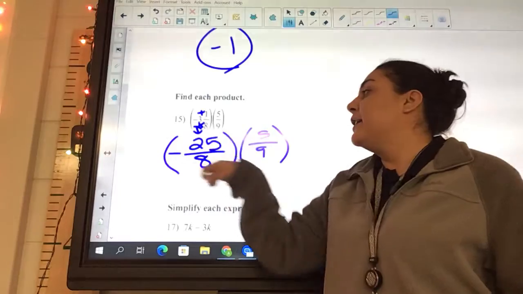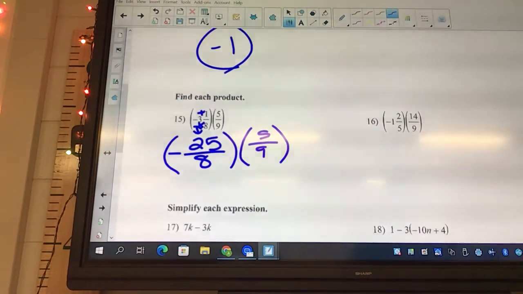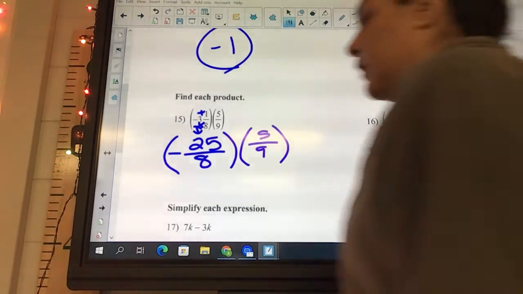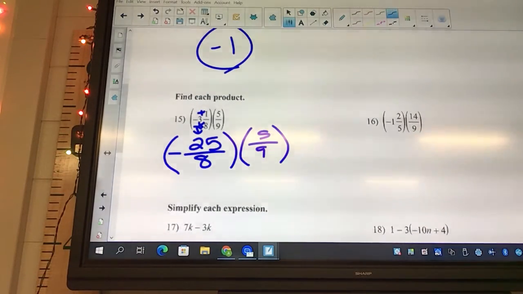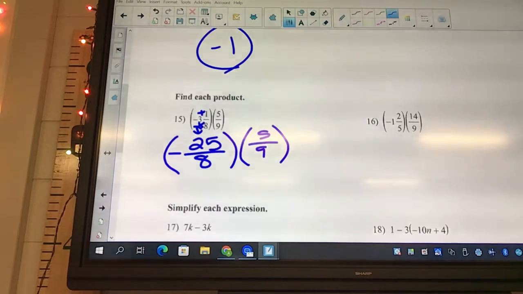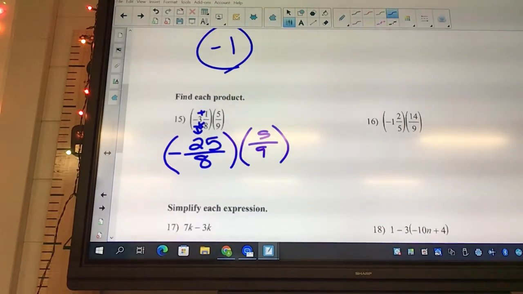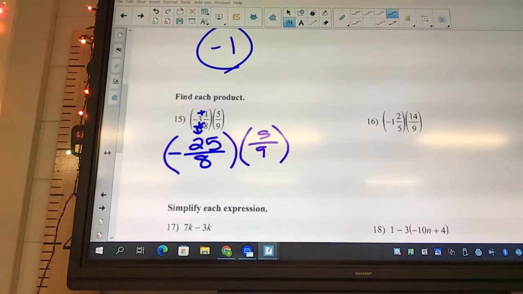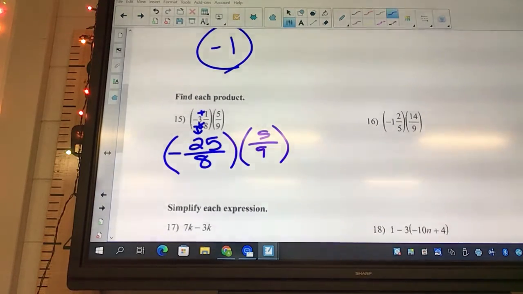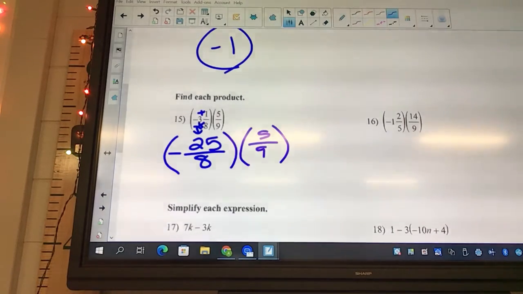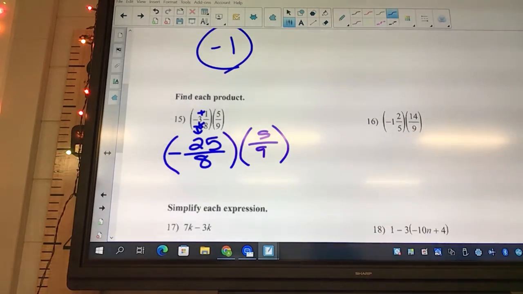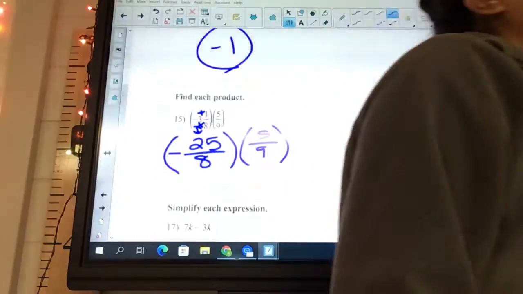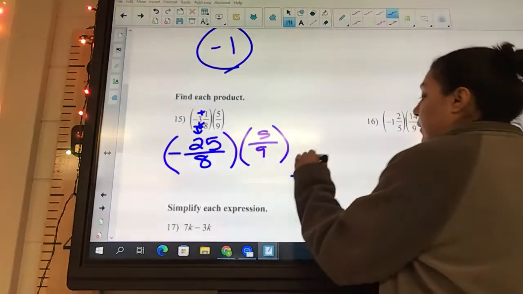So 3 1/8 is the same as 25/8. And what do you get when you multiply those two fractions on your calculator? Do it. Multiply it. Put parentheses, negative, and you hit that fraction button. If you don't remember how to do the fractions on your calculator, I'll help you. Negative 125 over, close it, and then make the other fraction. What is it? Negative 125 over 2.